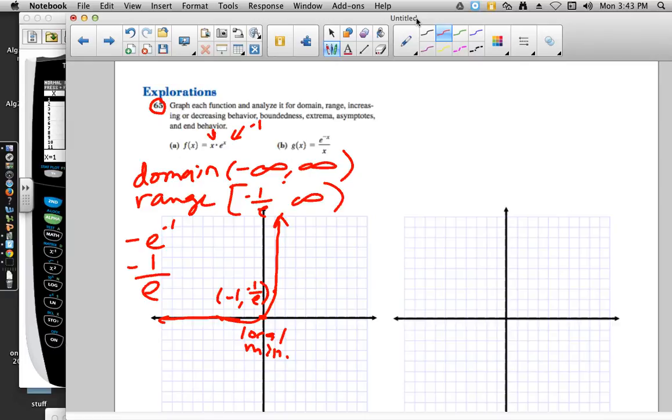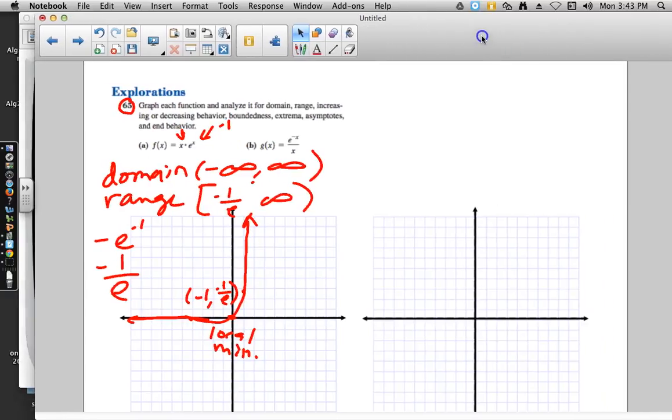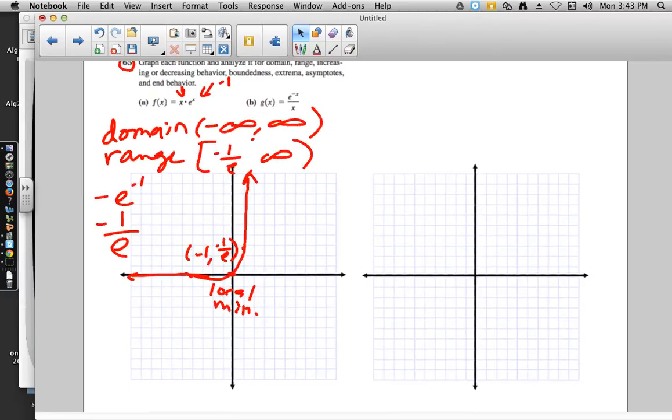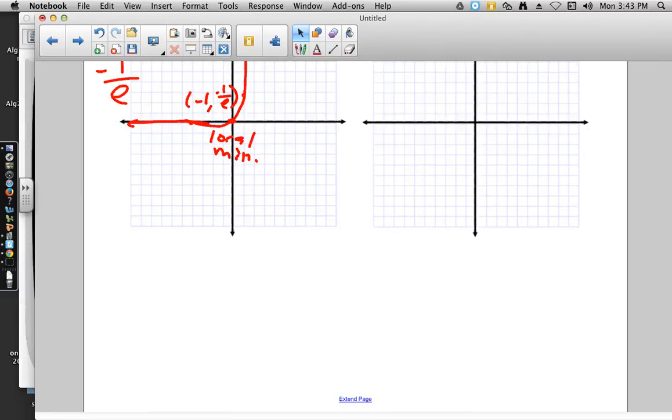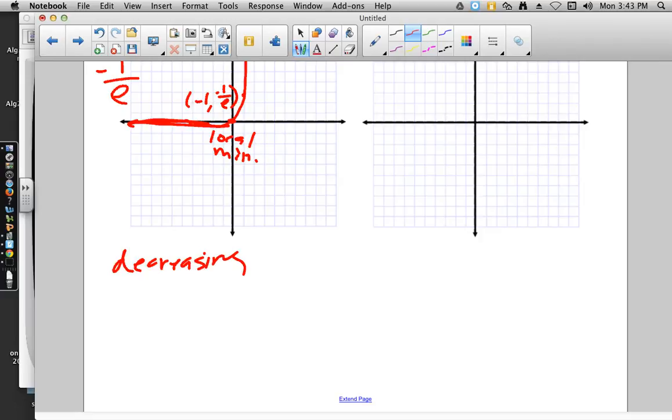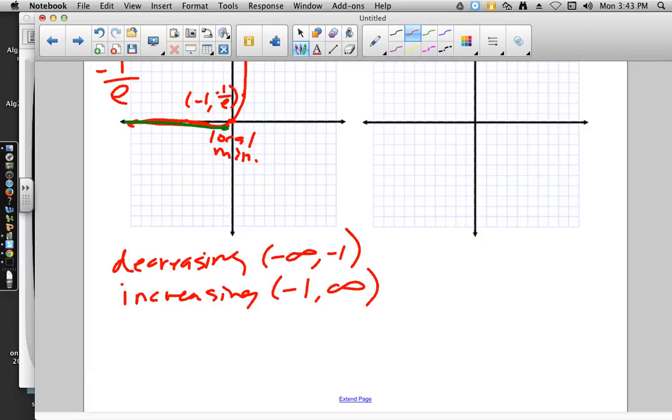Now, we do have a decreasing and increasing portion in this graph. So from here to here, we are decreasing. This is getting really super close to 0, but then it pulls away until we get down to that negative 1 for our x's. So this is decreasing from negative infinity to negative 1. And then, of course, the rest of the graph is the increasing portion. So negative 1 to infinity.